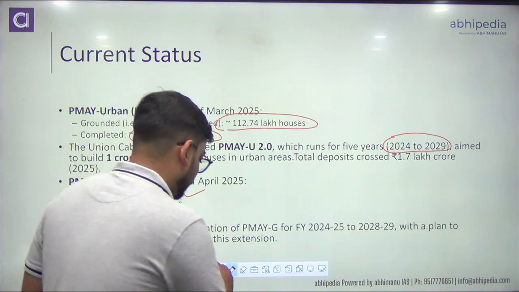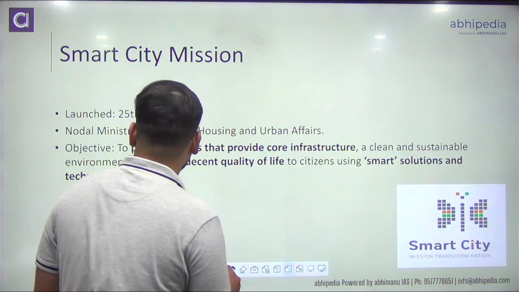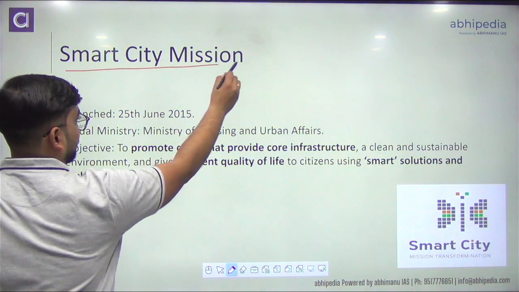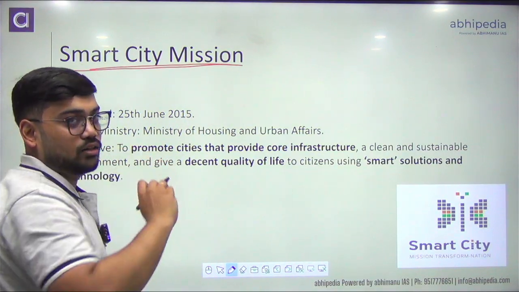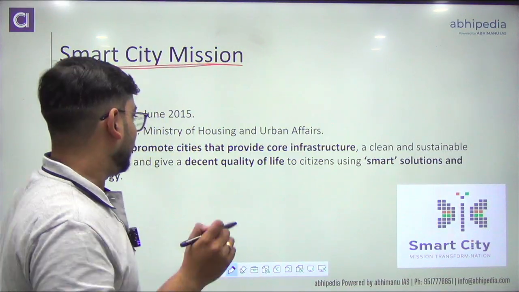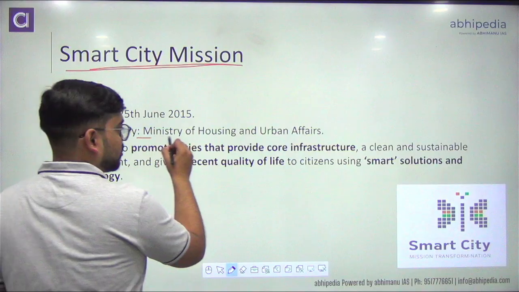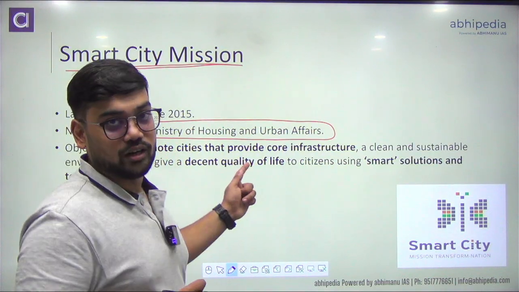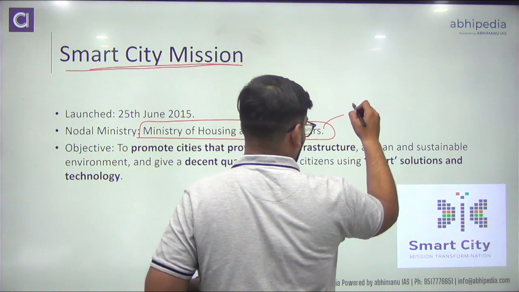Right? Moving forward, the next scheme is Smart City Mission. As the name suggests, making our city smart. How we will make our city smart? By providing some infrastructure. Right? Which is the nodal ministry? Ministry of Housing and Urban Affairs. We have discussed in the previous slide who is the current minister. Now do let me know in the comment box.